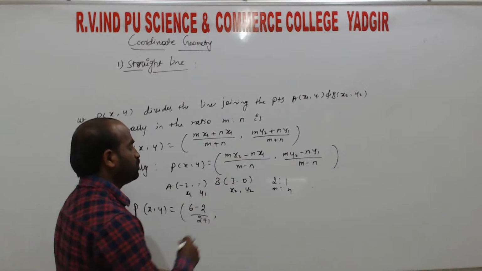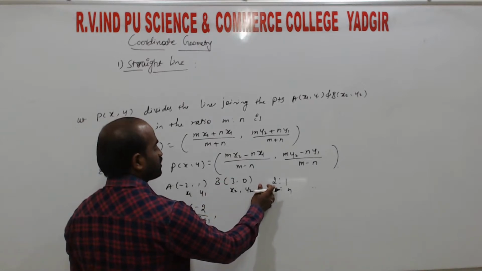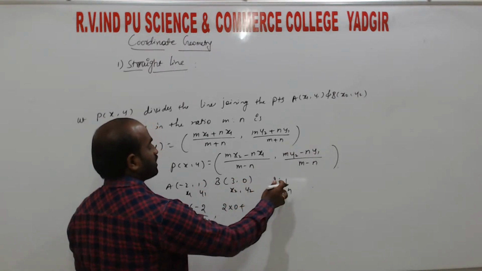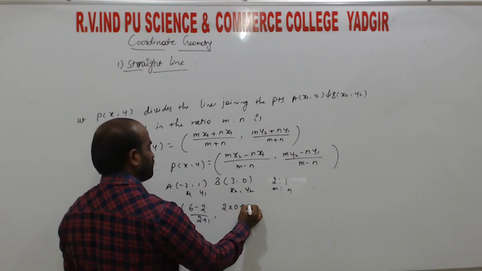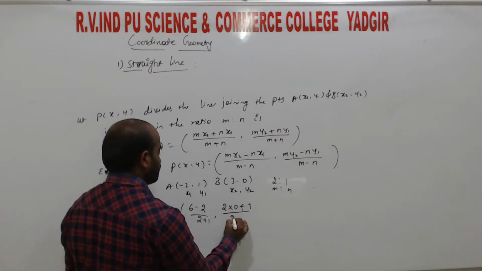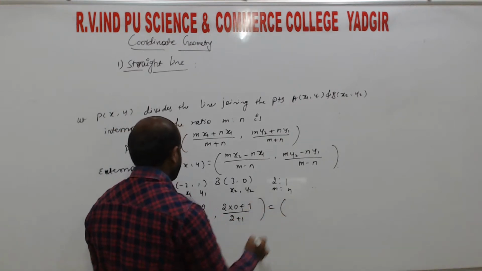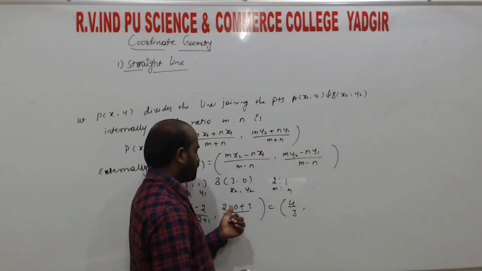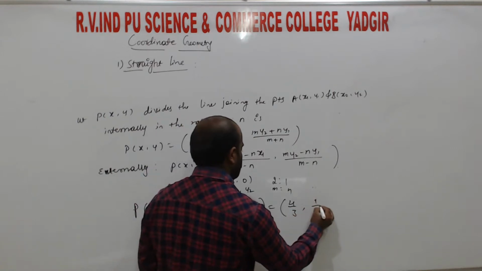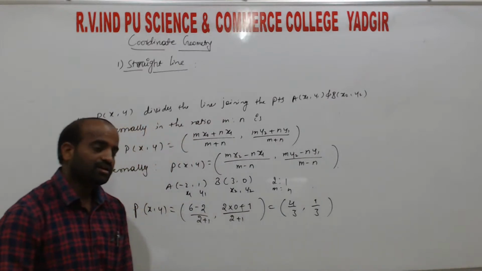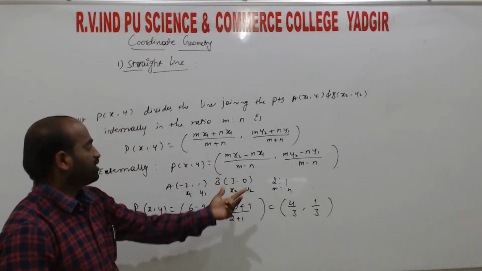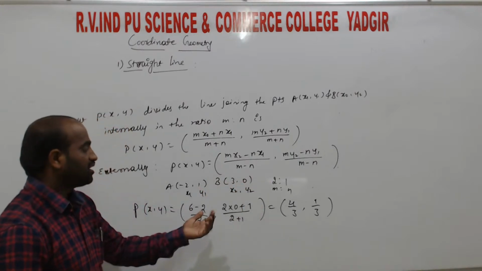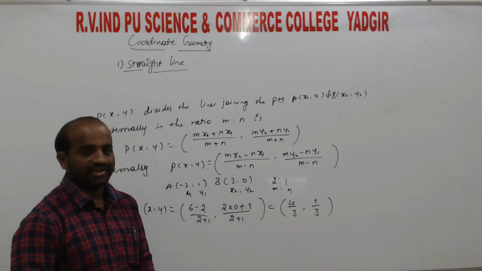Next, my2. M is what? 2 into y2, 2 into 0, plus next ny1, n into y1, 1 into 1, divided by 2 plus 1. Then you get 6 minus 2, 4, so 4 by 3. Next is 2 into 0, 0, plus 1, 1, divided by 3. This is the coordinate of the point dividing the line joining these 2 points internally in the ratio 2 is to 1. If externally is mentioned, then you have to use the second formula.